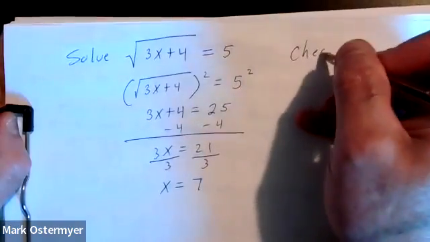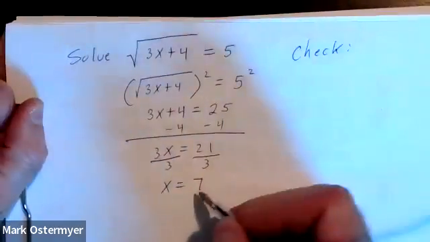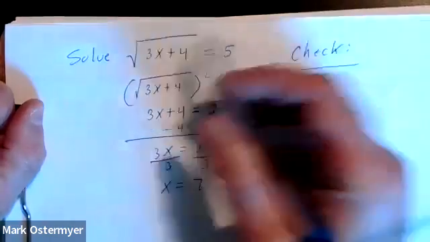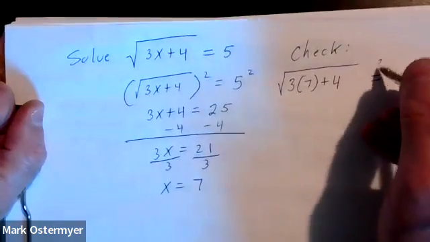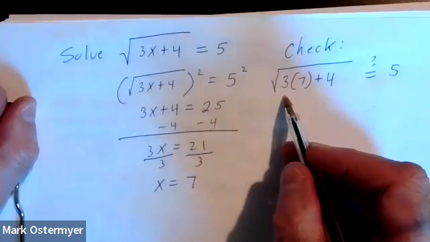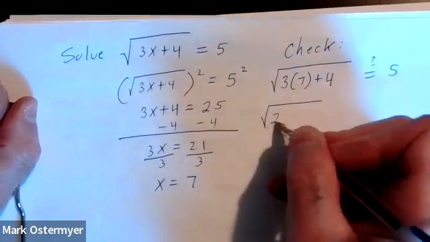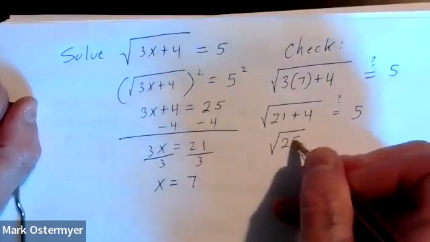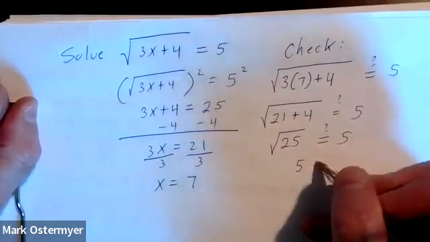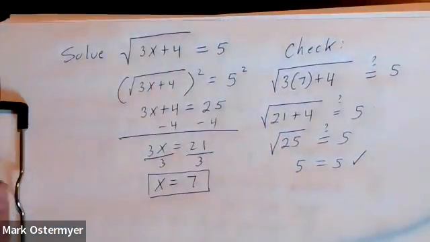Now, it's very important to check your answer because we did have an even root equation. We got a square root in this equation. So we're going to take 7, substitute it back into the original equation for x, and verify whether or not it satisfies the equation. So, is the square root of 3 times 7 plus 4 equal to 5? Well, 3 times 7 is 21. 21 plus 4 is 25. So is the square root of 25 equal to 5? And it does check out. So therefore, we will retain 7 as the only solution to this radical or square root equation. So that equation is done.